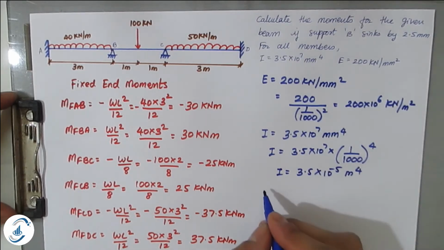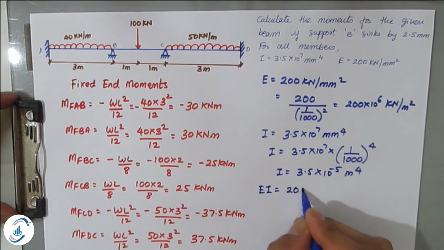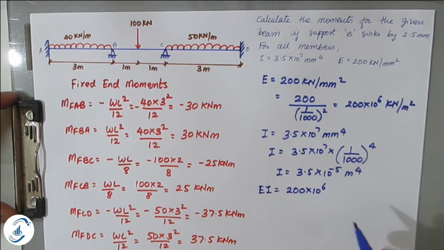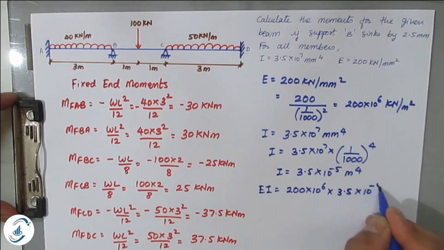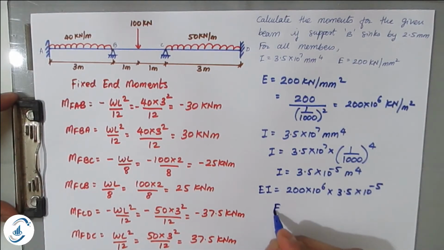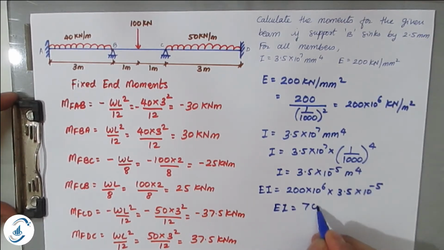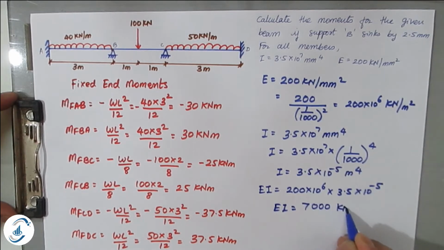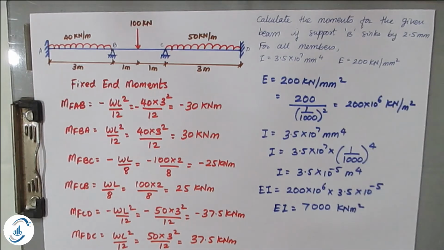Now we want the EI combined value. EI is equal to E, which is 200 into 10 raised to 6, and I value is 3.5 into 10 raised to minus 5. Once you multiply this, EI value you will get 7000 kilonewton meter square. So this will be your EI value, which we have converted from millimeter to meter. This is your second step in this particular problem.